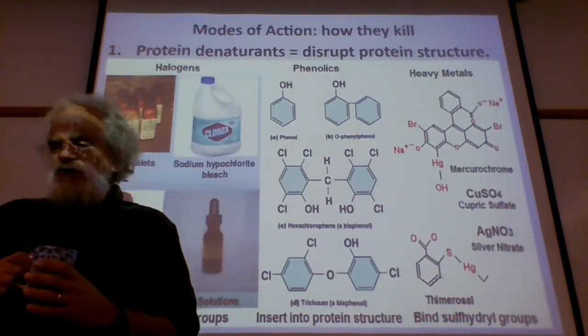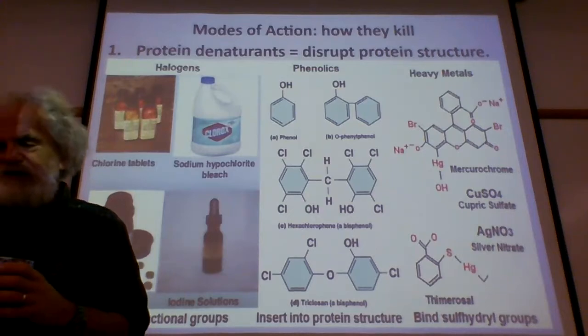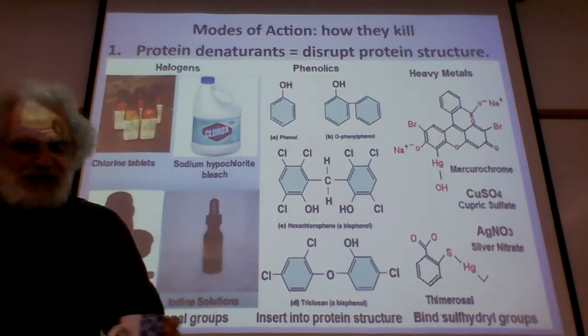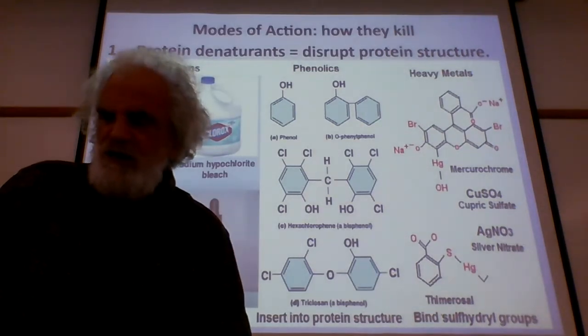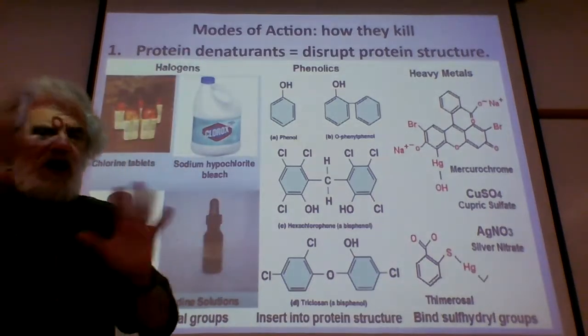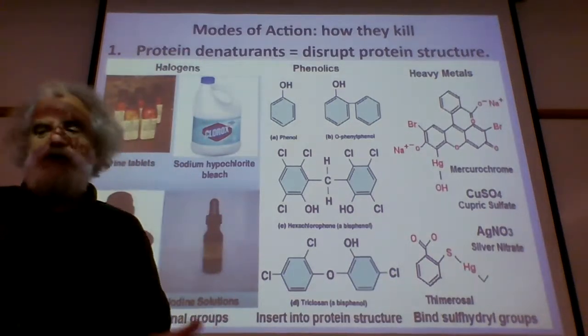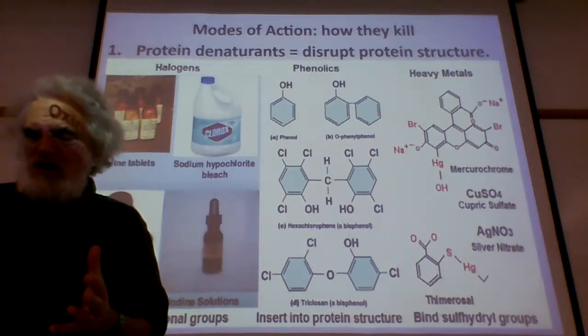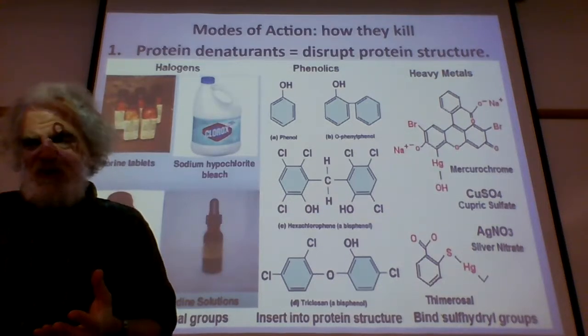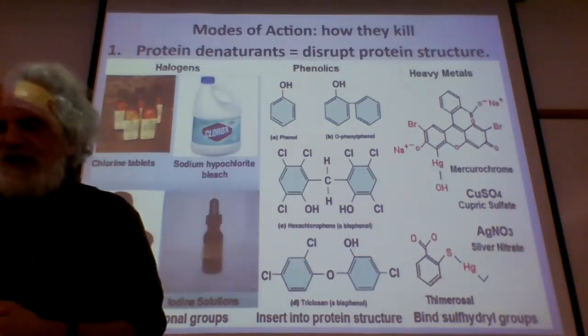So phenols, they're able to get into the protein structure. The halogens are going to be oxidizing everything, including proteins. Phenols are getting into the protein structure, sort of wedging themselves in and disrupting the secondary and tertiary structure.